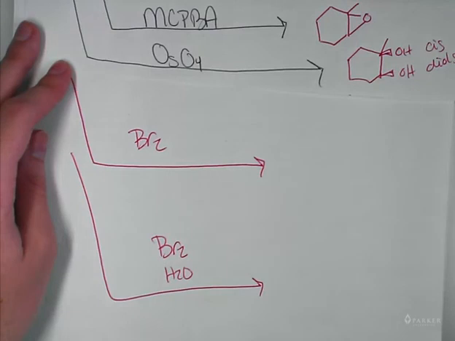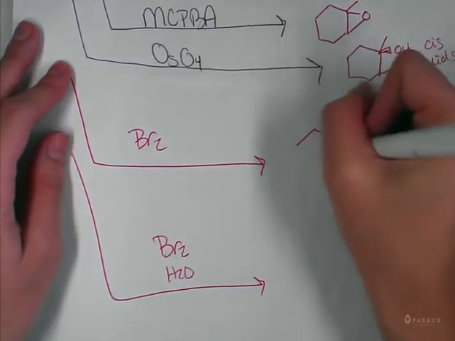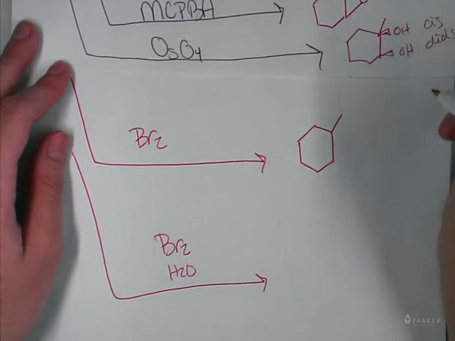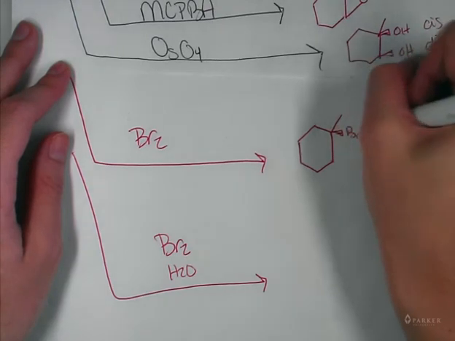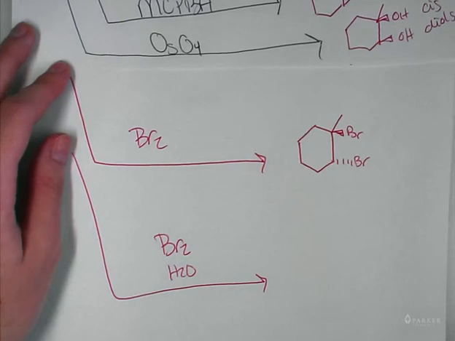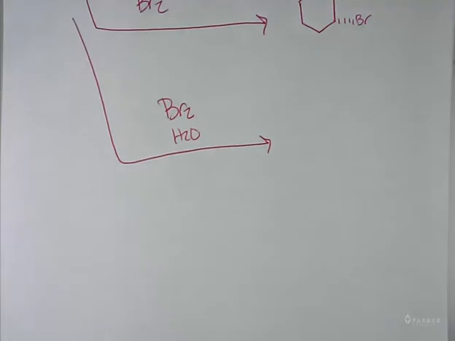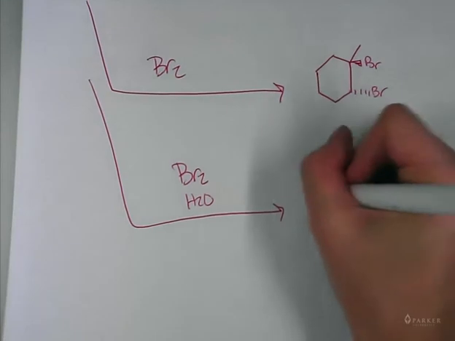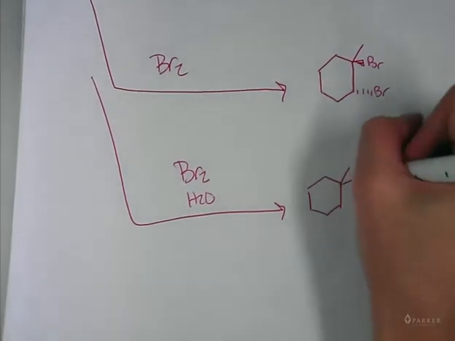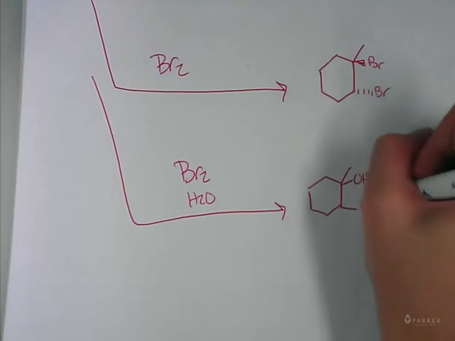There's two, I just realized I forgot. What does Br2 add? Two bromines, and they add how? Syn or anti? Anti. And Br2 with water, what does that add? A bromine and an OH. Where does the OH go? The top. And how do they add? Anti.